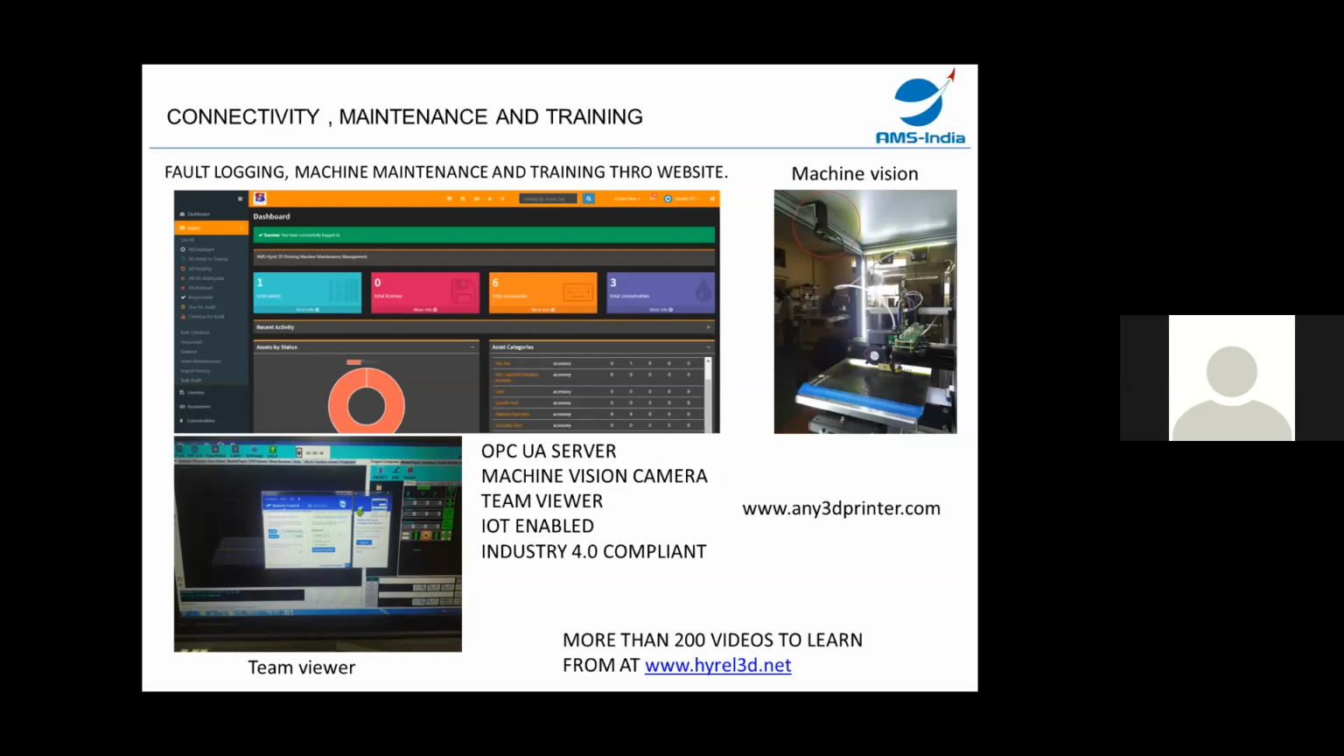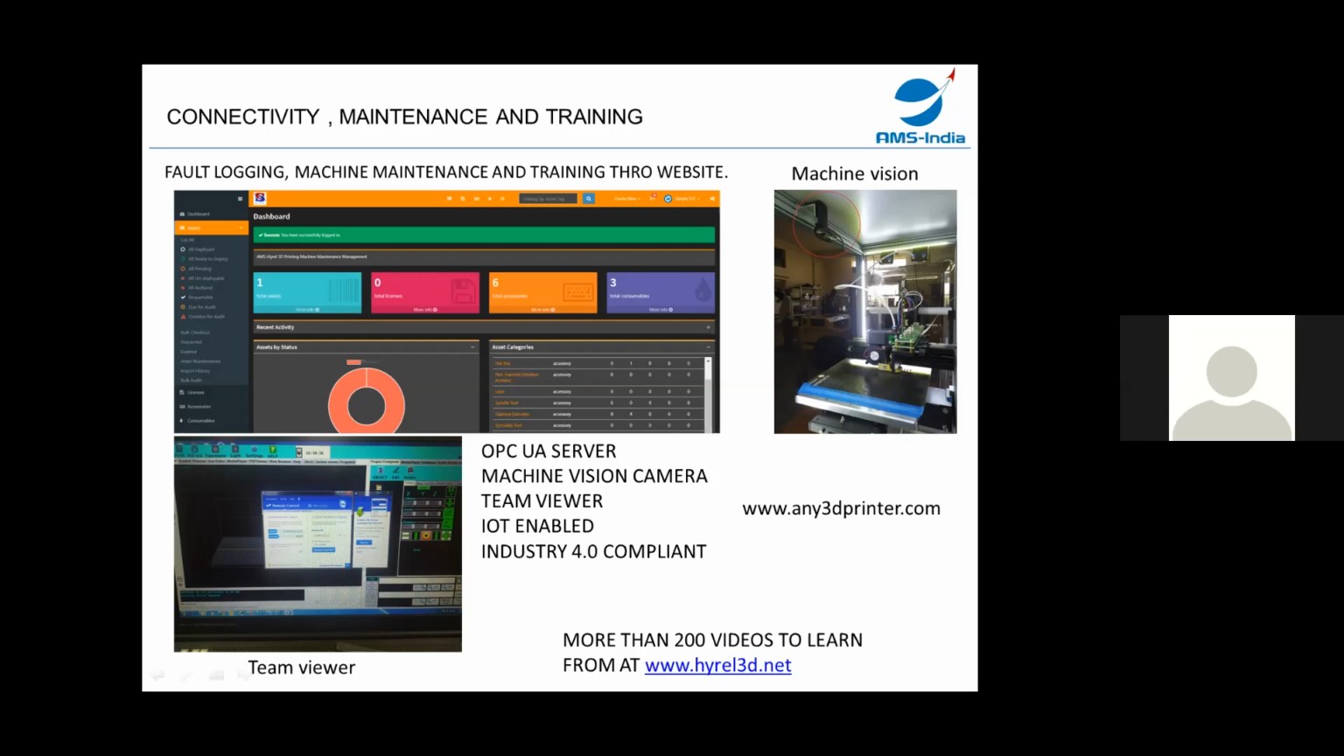There is a machine vision camera on the machine. Whatever is being printed, most of the time a print takes a long time to happen. You can also see it on your mobile. Wherever you are, you can see how it is being printed, which layer, and where it is being printed, easily done using the machine vision attachment on the machine. It's also IoT enabled. It's Industry 4.0 compliant.